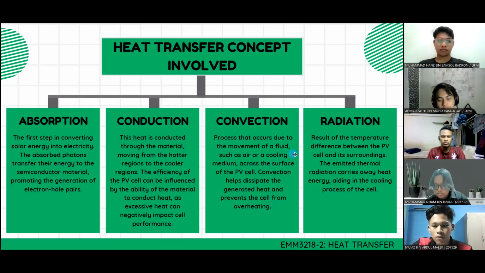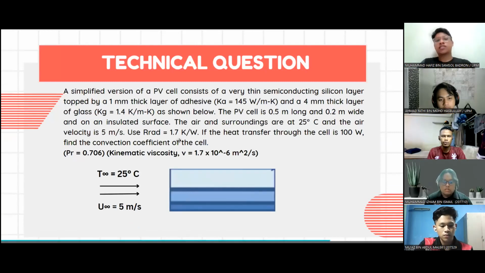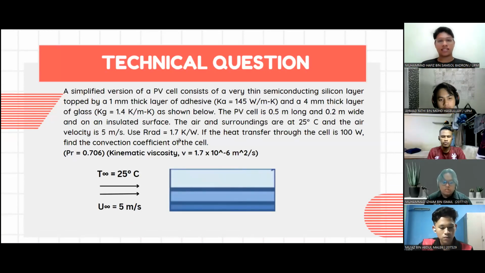Next, I will pass to Hafiz. Thank you, Muaz Malik. So here we come to the technical questions for the photovoltaic cell applications. We will go through the questions.